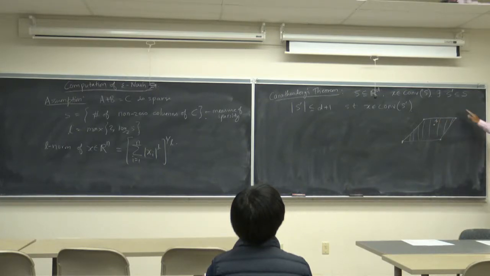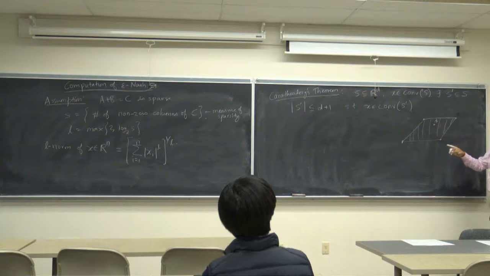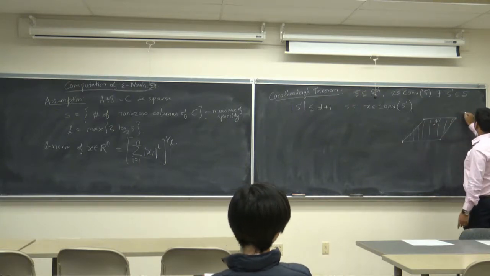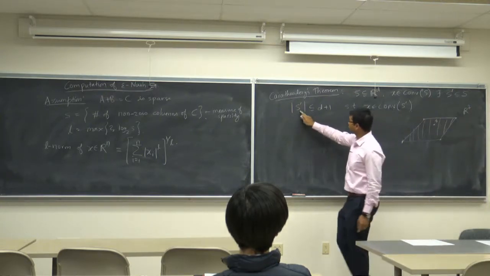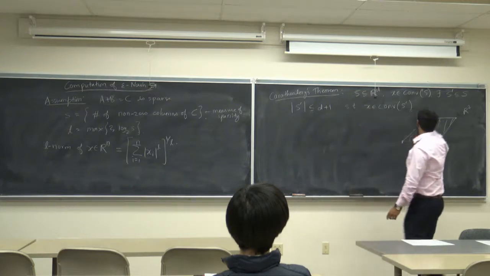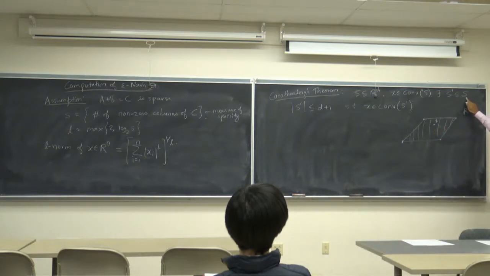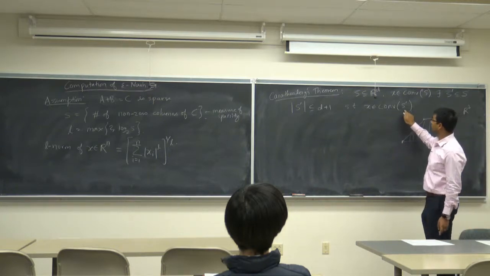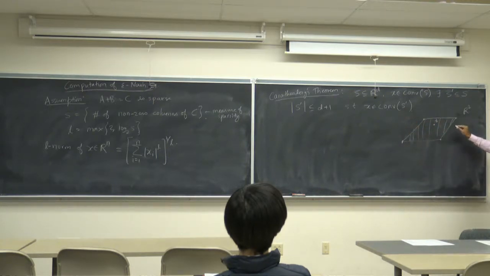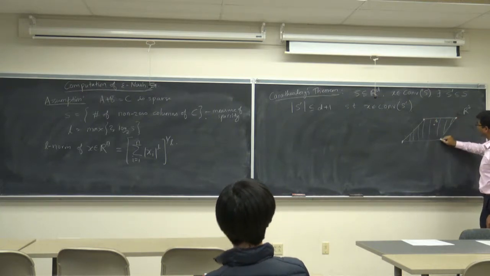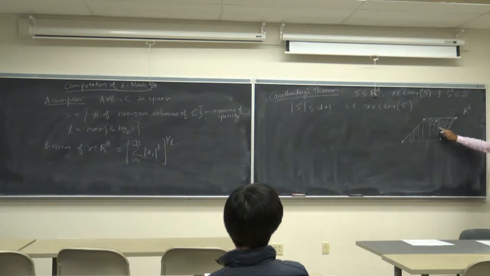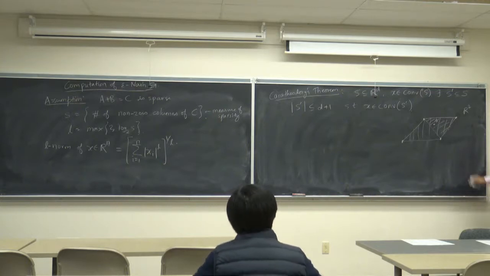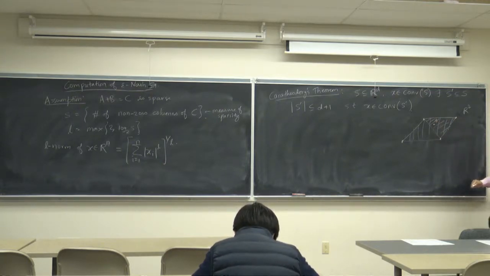There exists an S prime, which is a subset of S. Remember, S was these 4 points, and this is R^2, so I have to come up with a set S prime that has 3 points, S prime should be a subset of S, and X should be in the convex hull of S prime. If you look at the figure, these are the 3 points, and if you take the convex hull of these 3 points, you notice that X is in the convex hull of the set.